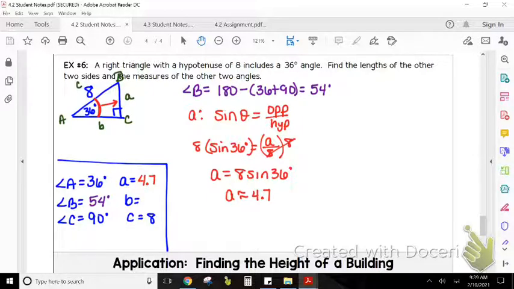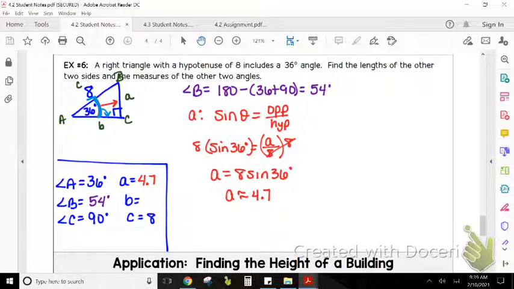Now, since I know A and I know C, I can use Pythagorean theorem to find B. But if my side A is wrong, then my side B is also going to be wrong. But you still could do it. So what I'm going to do, though, instead is I'm going to go ahead and just use a trig function to help me as well. So we're still looking at the 36 degrees, but now side B is opposite, and they gave me the hypotenuse.